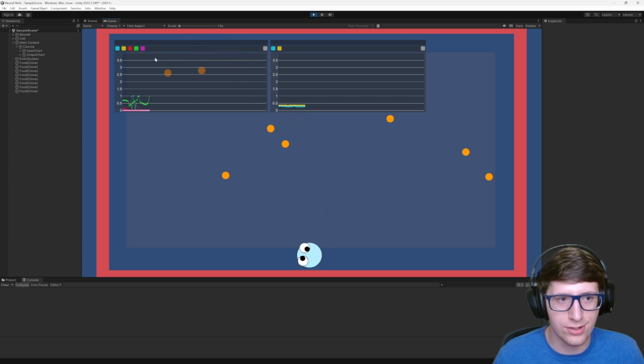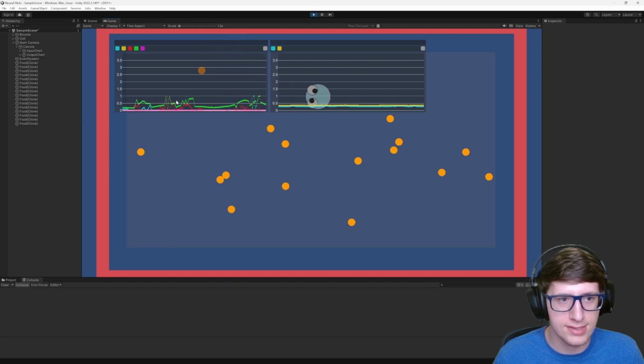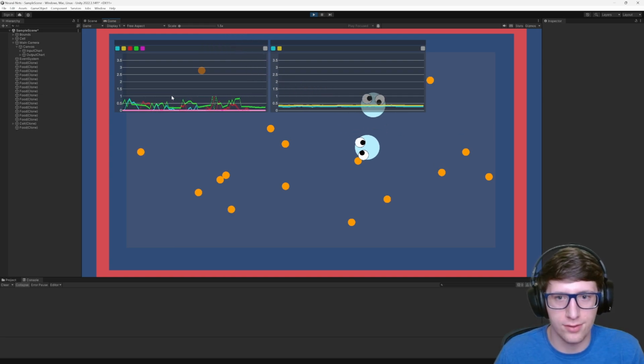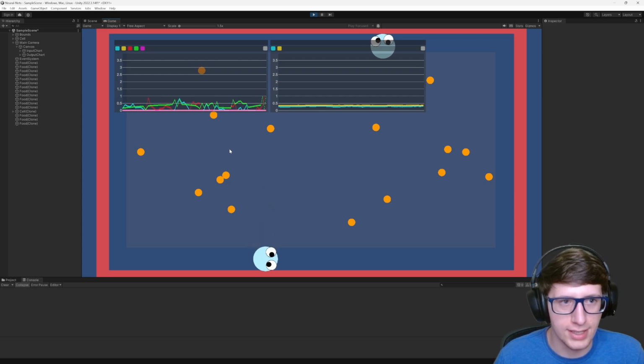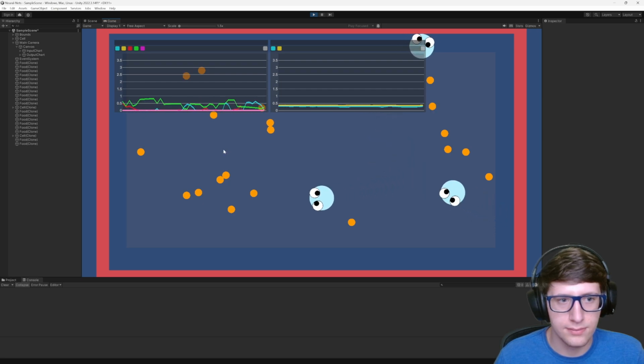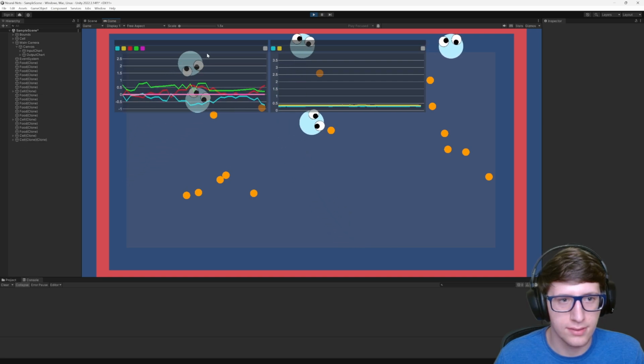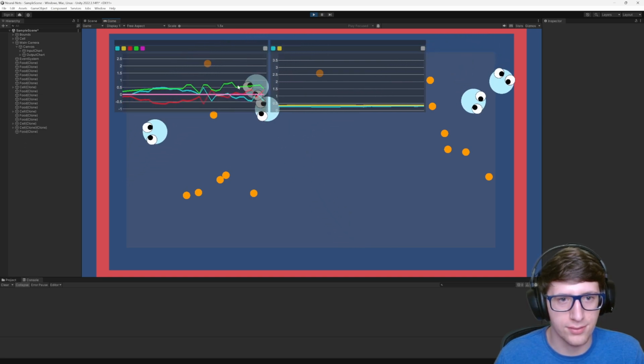Yeah, that's kind of cool. Look at that. So that green there is the distance away that it sees the thing in front of it as being. At least I think that's what that is. Yeah, that's definitely what that is.